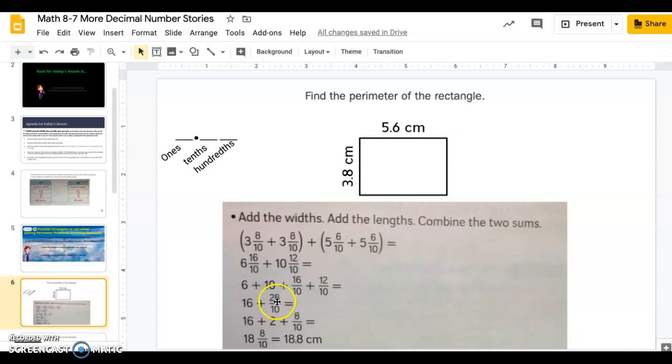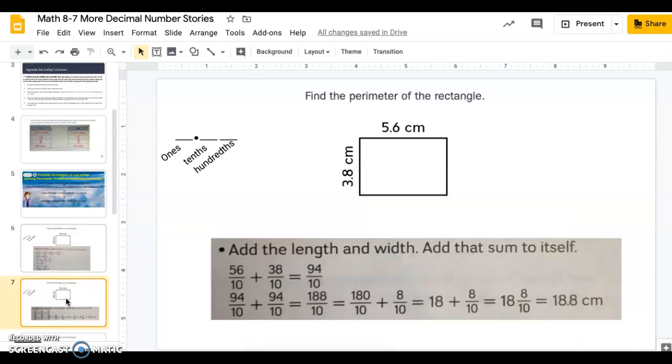In other words, 16 plus 28/10 is the same as 16 plus 2, since in 28/10 there's really 2 wholes. So 16 plus 2 is 18, and I have 8/10 left over. So 18 8/10. If I had to write 18 8/10 as a decimal, I would simply write 18.8, because the 8 is in that tenths place value. 18 whole centimeters and 8/10 of another centimeter. Okay, so that's one way to find the perimeter.